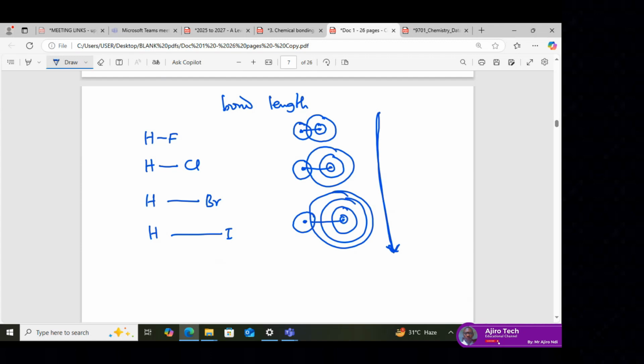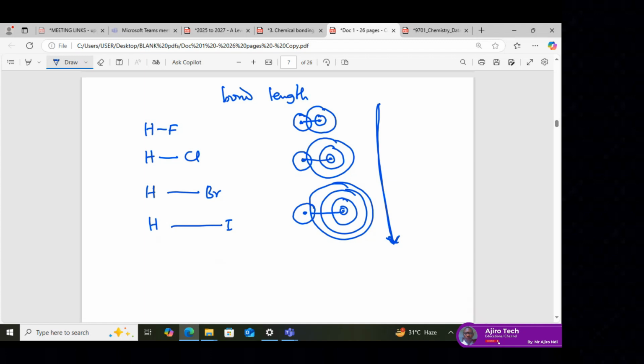Why is there an increase in bond length down the group? Because the atomic radius of the halogen atom is increasing. Do you agree? Due to an increase in the number of shells of the halogen. Therefore, atomic radius is increasing and bond length is also increasing. Is that okay? Do you get the point now?